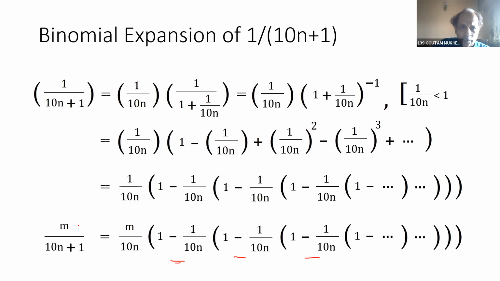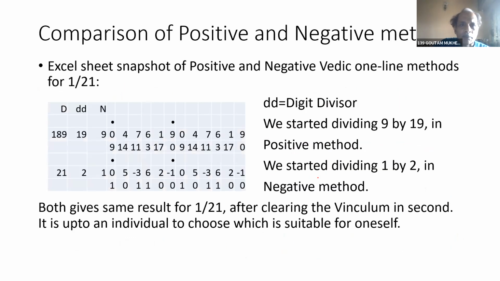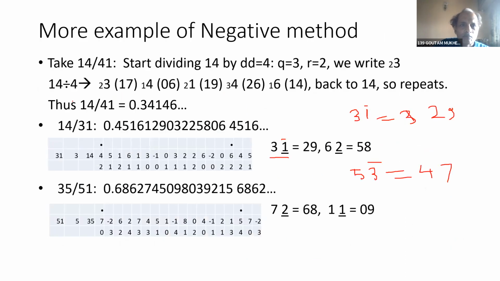In case of 1 by 19, and in case of 1 by 21 or 14 by 41, suppose m is 14 and n is 4. So 14 by 41 is a little easy. So we start like this. 14 divided by 4 is how much? 3, remainder 2.